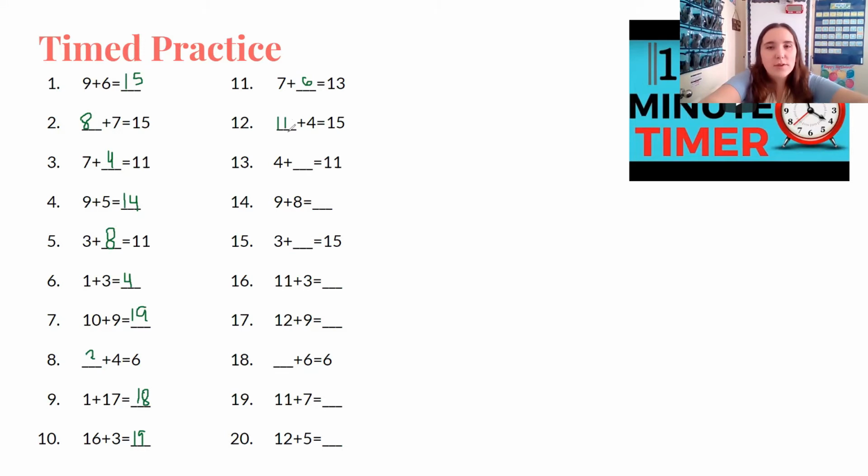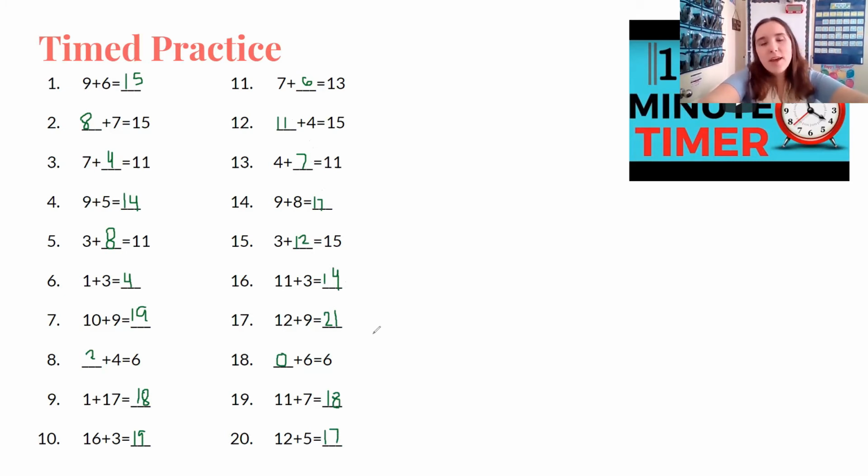11 plus 4 equals 15. 4 plus 7 equals 11. 9 plus 8 equals 17. 3 plus 12 equals 15. 11 plus 3 equals 14. 12 plus 9 equals 21. 0 plus 6 equals 6. 11 plus 7 equals 18. And 12 plus 5 equals 17.